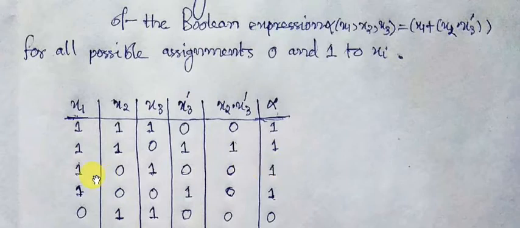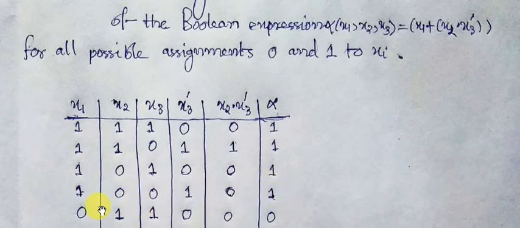In this third row we are assigning the value of x1 1, the value of x2 0, the value of x3 0, and here x3 complement, that means 0 complement, is equal to 1. So x2 into x3 complement, this is x2 and this is x3 complement. So 0 into 1 is equal to 0. And x1 plus x2 into x3 complement, this is x1 and this is x2 into x3 complement. So this is 1 plus 0, this is equal to 1.